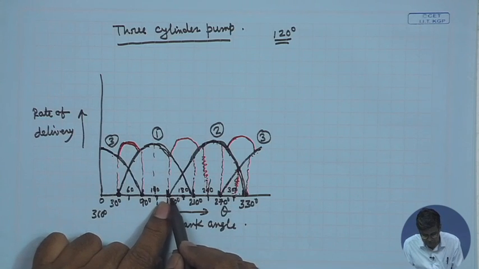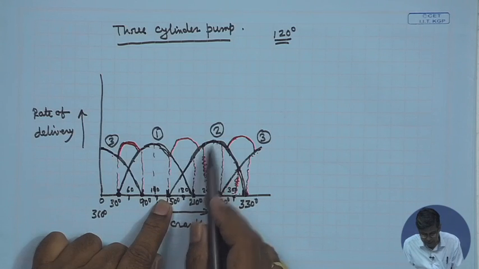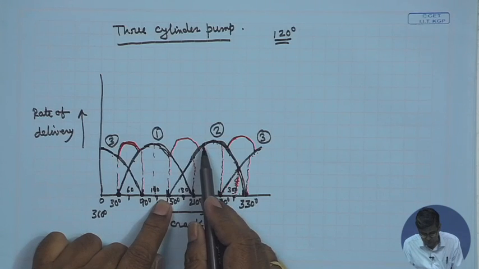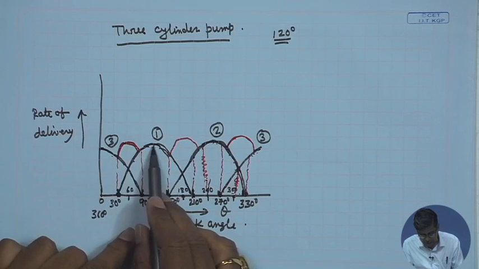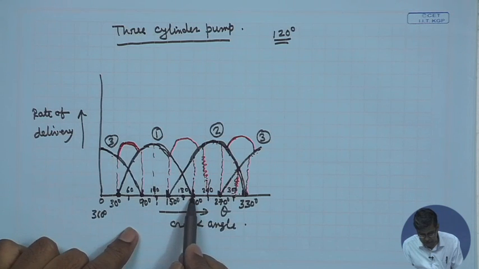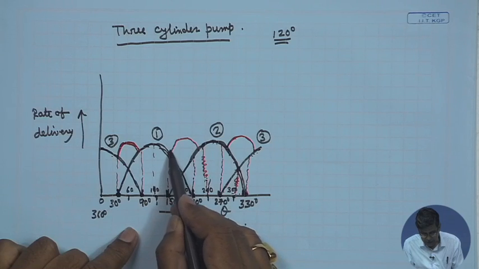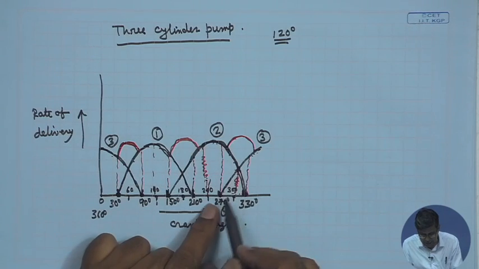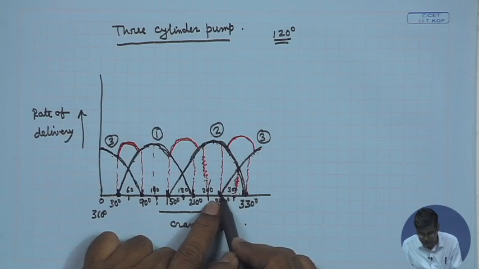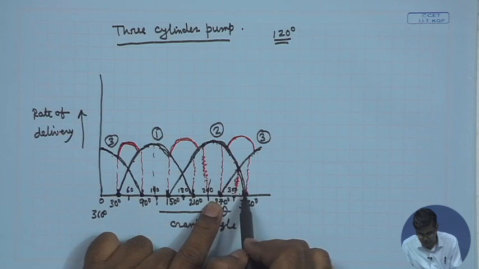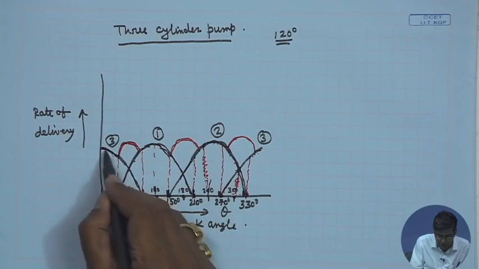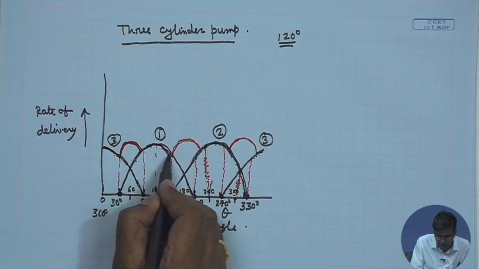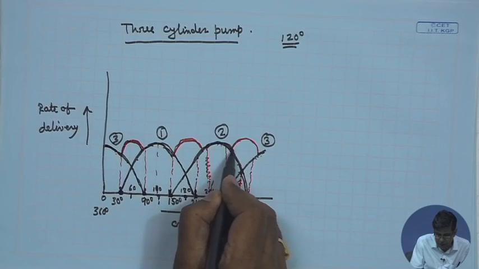Similarly, from 150 where pump 2 starts discharging, up to 210 where pump 1 stops discharging is the overlapping, and the net discharge will be like that. Similarly, here 270 where pump 3 starts and 330 where pump 2 ends discharging is the overlapping. So if you now draw this curve, the final curve is like this.